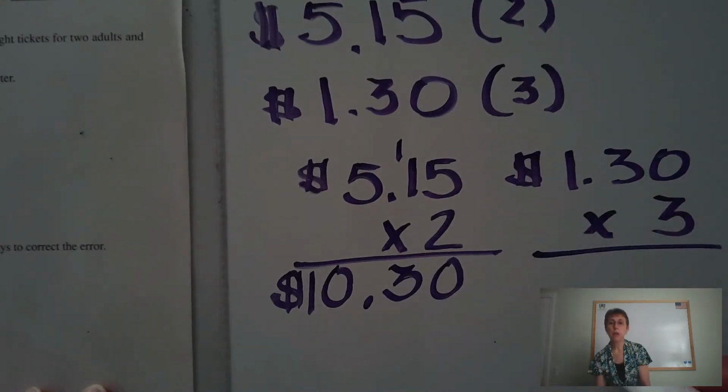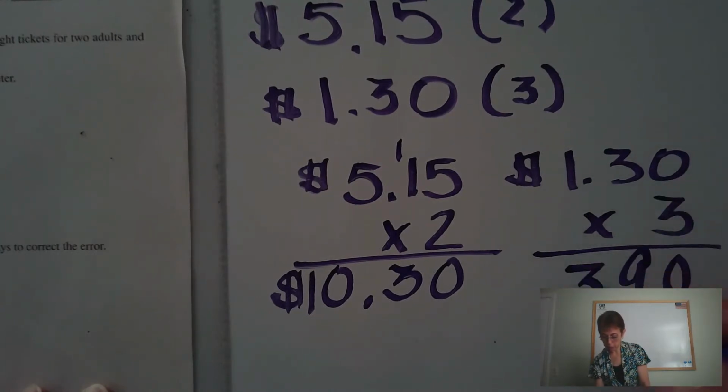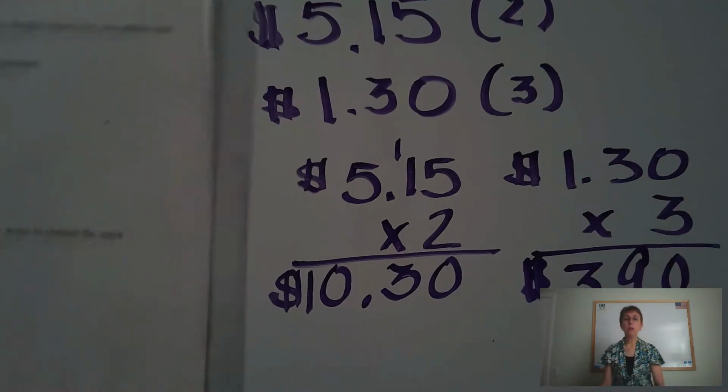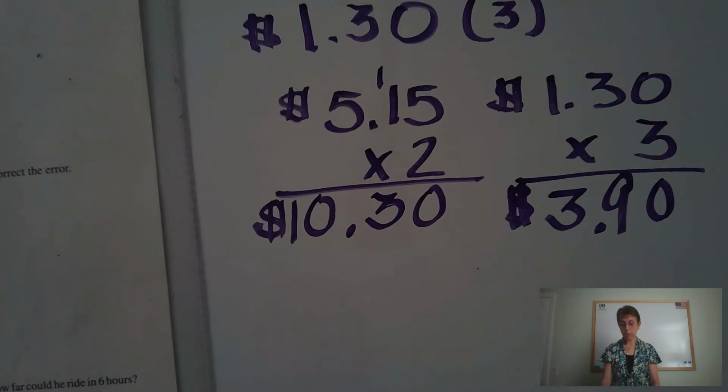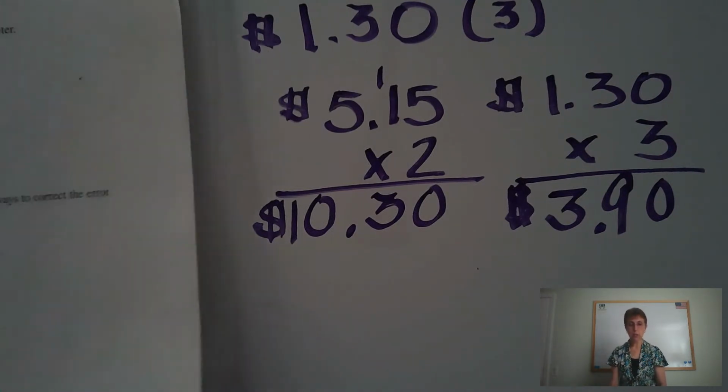So we multiply the $1.30 times 3. 3 times 0 equals 0. 3 times 3 equals 9. 3 times 1 equals 3. Decimal point, dollar sign. So now we know that it costs $10.30 for the adult tickets, $3.90 for the children's tickets.